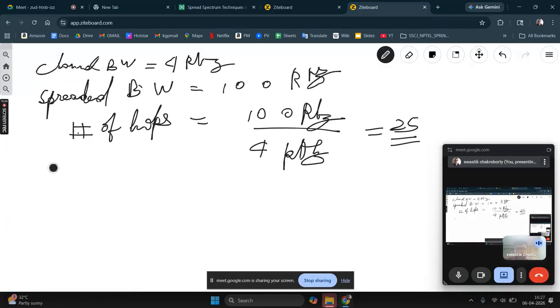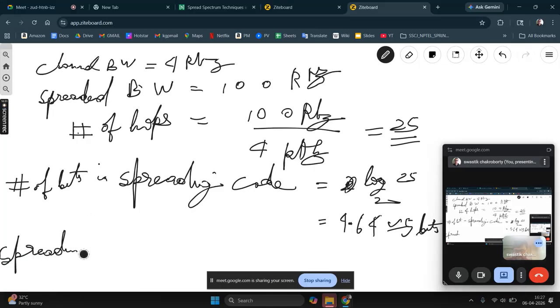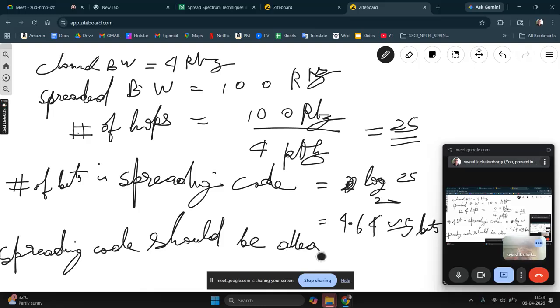So to hop between 25 frequencies, the number of bits in the spreading code will be log 25 to the base of 2, which comes out to be 4.64. So 4.64 bits, of course, we cannot have, so we will have 5 bits. So now the spreading code should be at least 5 bits long. Okay.